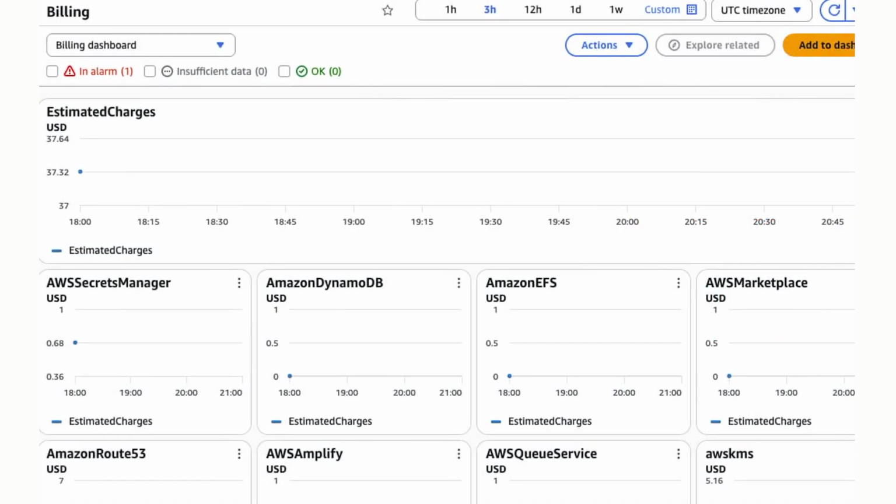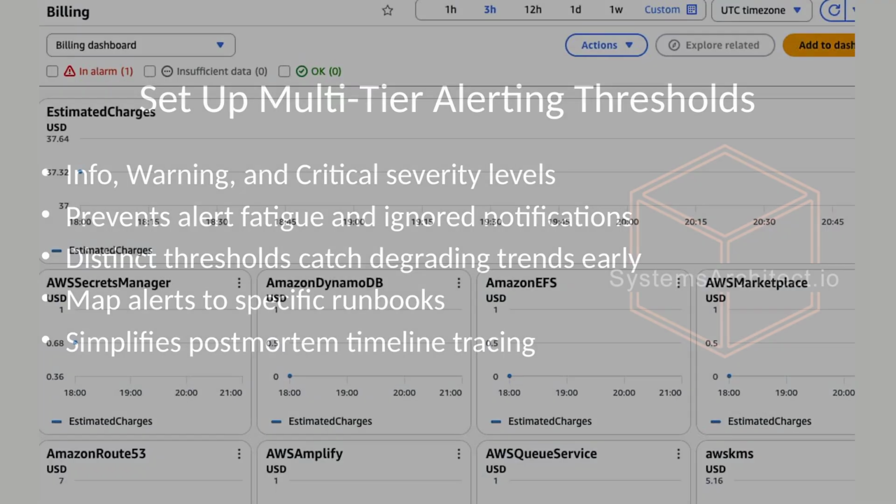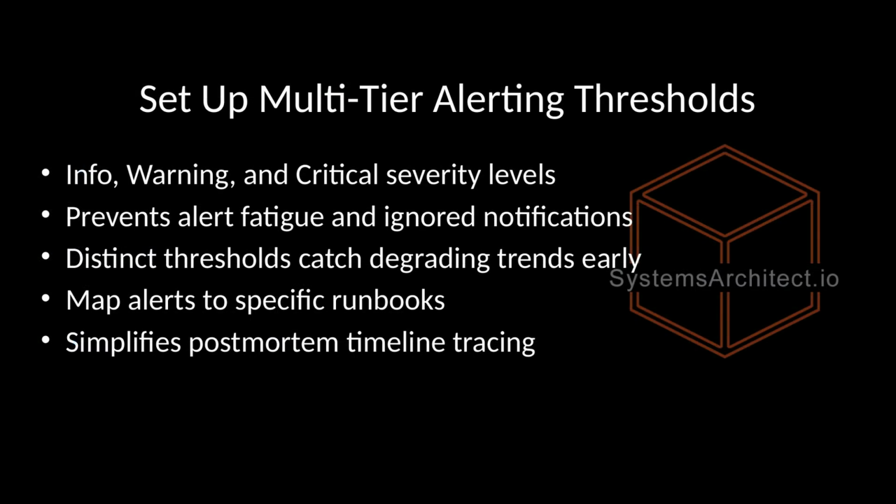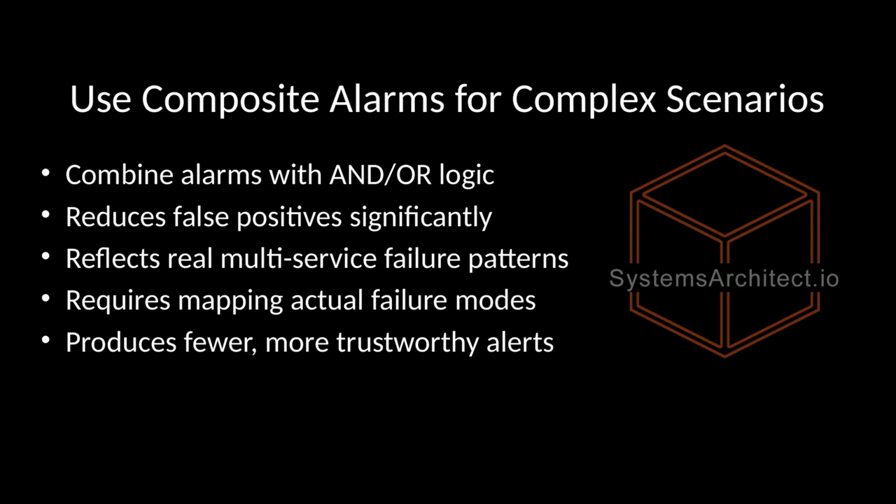Without this structure, every alarm looks equally important, and teams quickly learn to ignore notifications altogether. Setting distinct thresholds for each tier lets you catch degrading trends before they become outages. A good starting point is to map each alarm to a specific runbook, so responders always know what a given severity level requires.